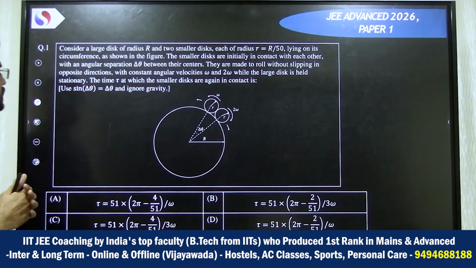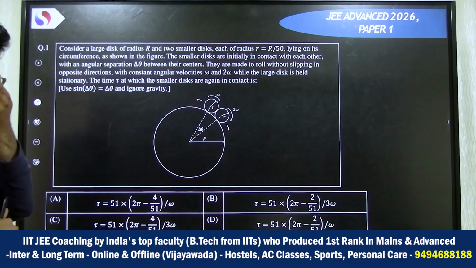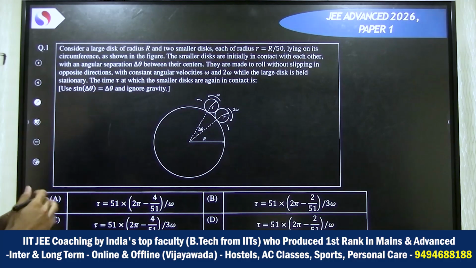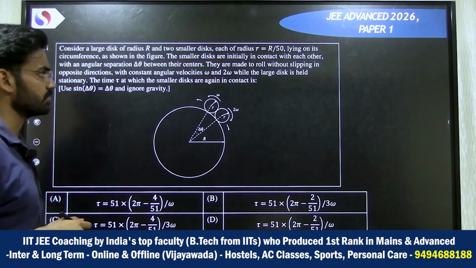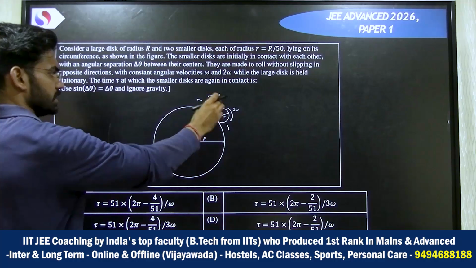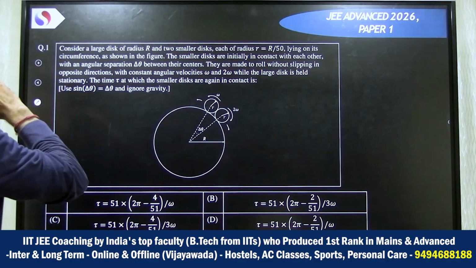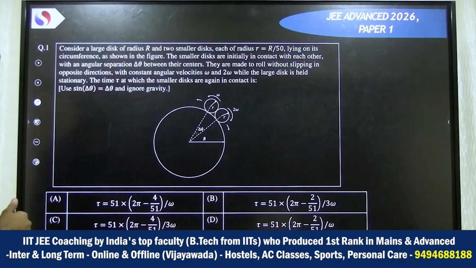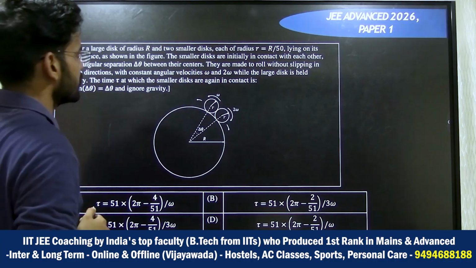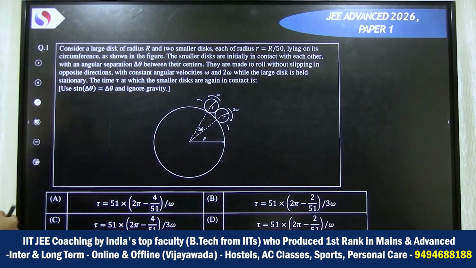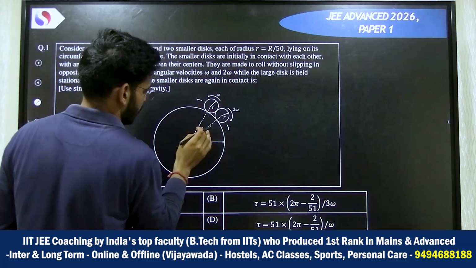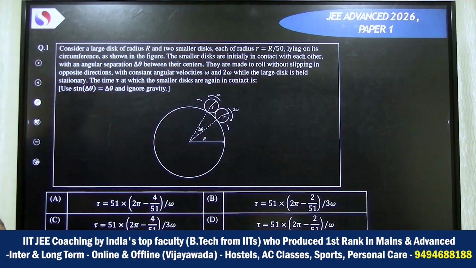So what is the question saying? This question is based on a little bit of rotational dynamics. Consider a large disk of radius capital R and two smaller disks, each of radius small r equal to R by 50, lying on its circumference as shown in the figure. The smaller disks are initially in contact with each other with angular separation delta theta, so their centers have an angular separation delta theta.